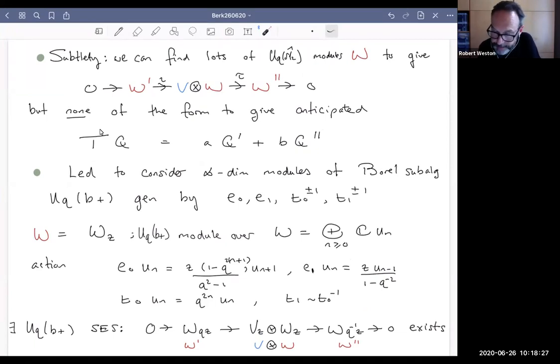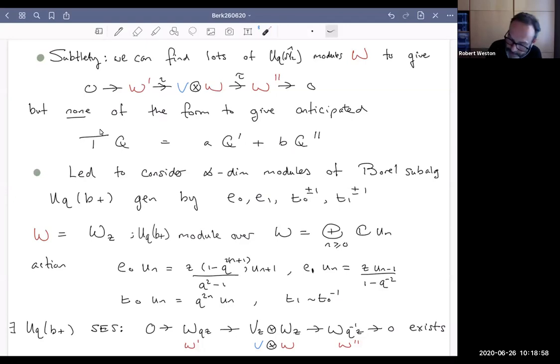So the subtlety is I can find lots of UQSL2 hat representations, W and related representations W prime and W double prime, such that their short exact sequences are fine. But none of them give the TQ relations of the anticipated form, the UQSL2 representations. In order to reproduce existing TQ relations, you're led to consider infinite dimensional representations, but not of the full algebra, but in a wider class of representations of the Borel subalgebra.